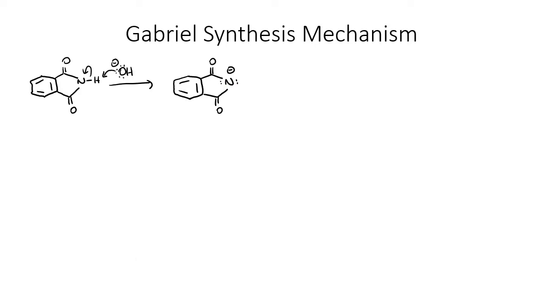So in our next step with the alkyl halide, the nitrogen will act as the nucleophile, attack the carbon containing the leaving group, and kick off the leaving group. Again, this is an SN2 mechanism.